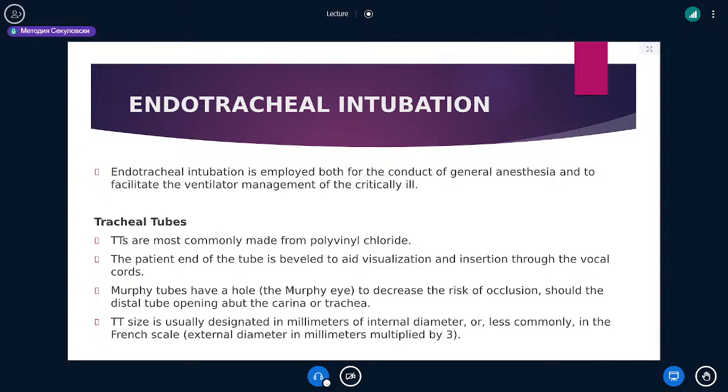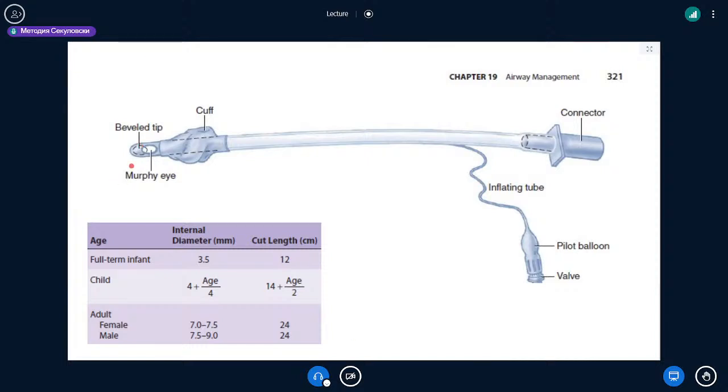Tracheal tube sizes are usually designated in millimeters of internal diameter, or less commonly in the French scale, which is external diameter in millimeters multiplied by 3. Yes, here is the Murphy eye. You can see the opening of the tube, the cuff and the pilot balloon, and the valve. You inflate it with air, and the cuff is carried on the tube. Another part is the connector. This connector connects with the anesthetic machine to give the patient air and some anesthetic gas.